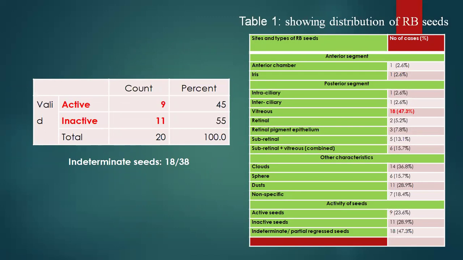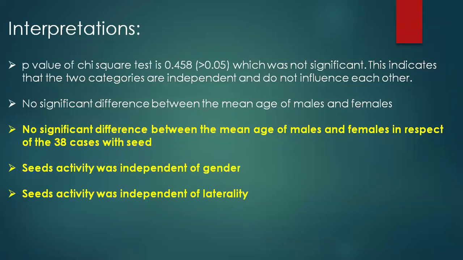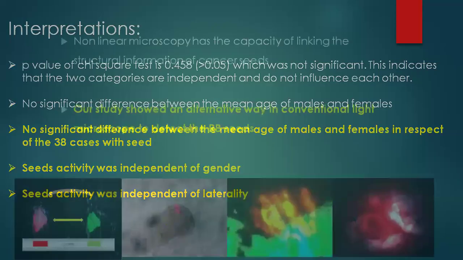And you see in all these areas of the seeds, the anterior segment was the highest, with 18 seeds that we have documented. Because the reviewer wanted a lot of statistical data, there is no significant difference between the mean age of male and female in the 38 cases of seeds. Seed activity was independent of gender, and seed activity was independent of laterality.